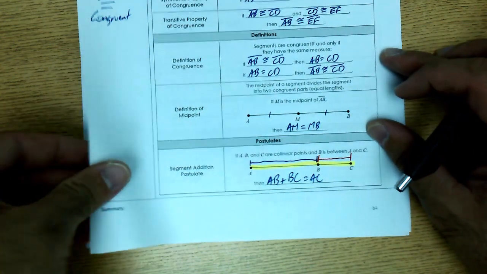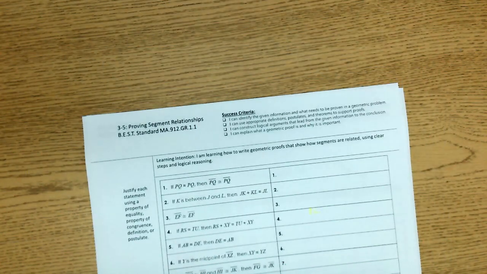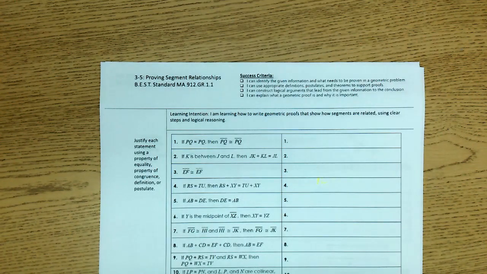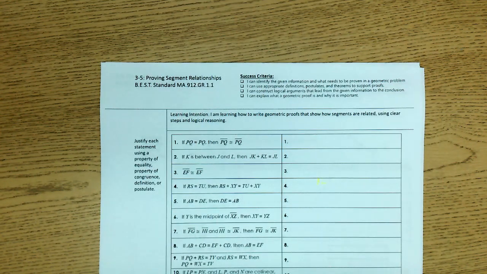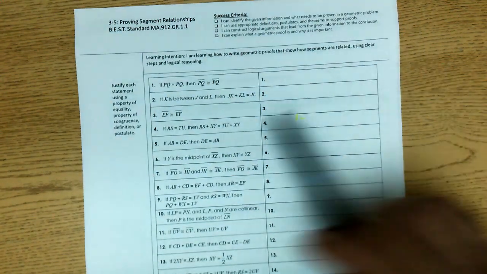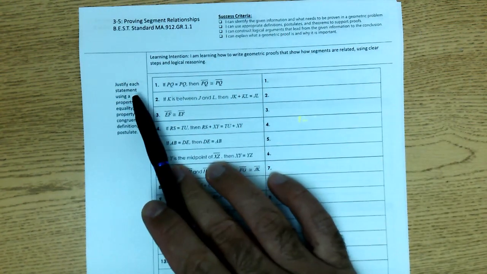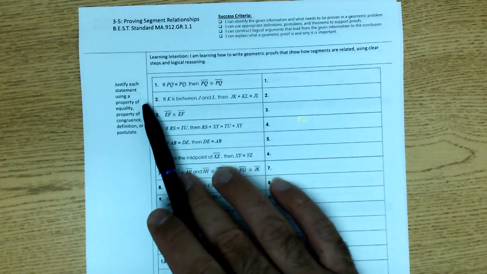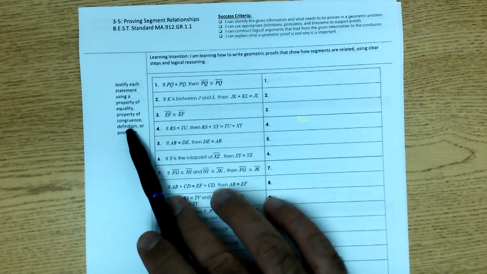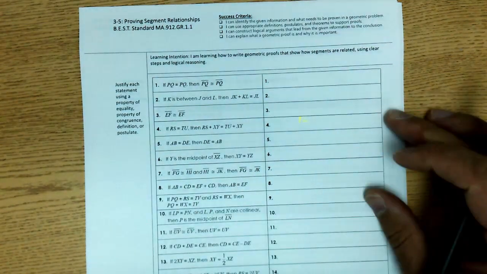All right, we're going on to the next page. There's a lot of notes in this one. It's going to be a little bit. All right. So we're going to take a look at an actual proof. We've got two of them on this page. We're going to justify each statement using a property of equality, property of congruence, one of our definitions, or postulate.